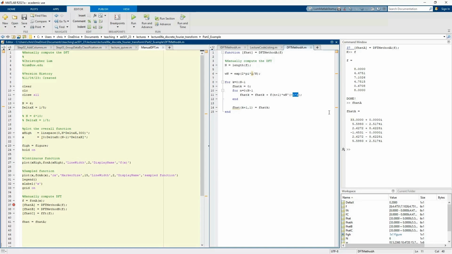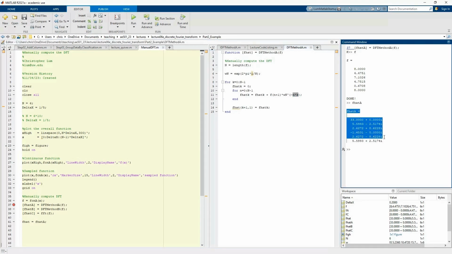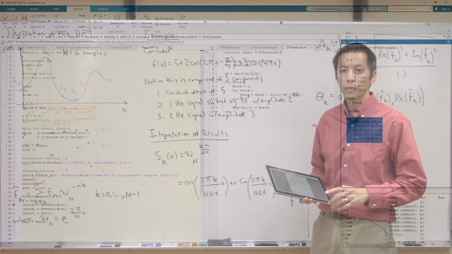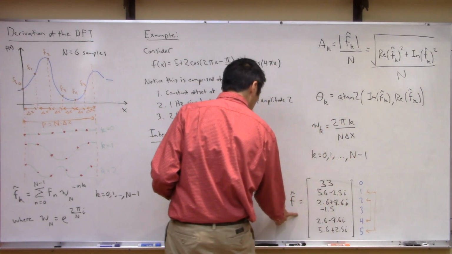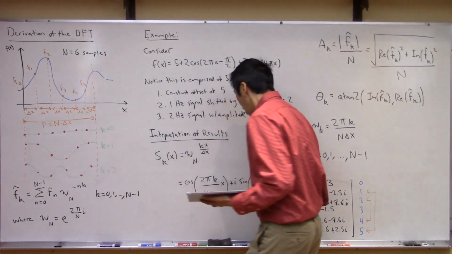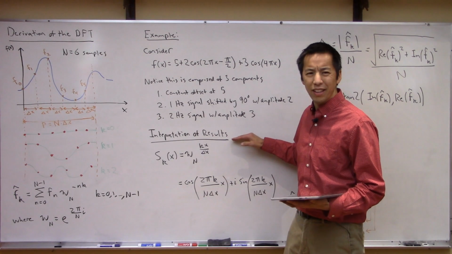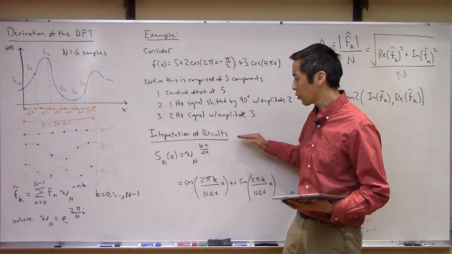Okay, well, now that we've got this f hat, this transformed version of the signal in the Fourier domain, what do these all mean? Let's go back to the board and talk about that. Now that we've got all those numbers, the f hats, and we know how to compute them, let's ask: what do these numbers mean? How do we interpret these results?